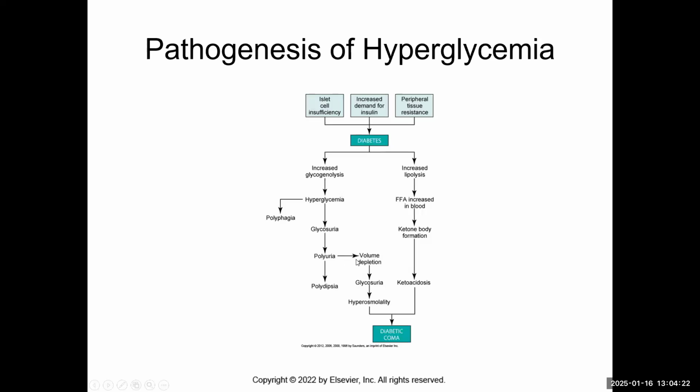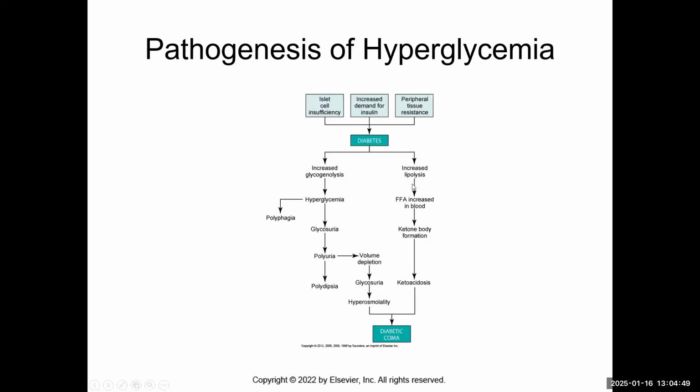The polyuria can actually decrease the volume or cause volume depletion, which can then make that glucosuria worse. And then it causes hyperosmolality. Basically, if you've ever had a sweet drink that had so much sugar in it that it was almost thicker because of the number of solids in it, it's kind of that kind of thing with your blood as well.